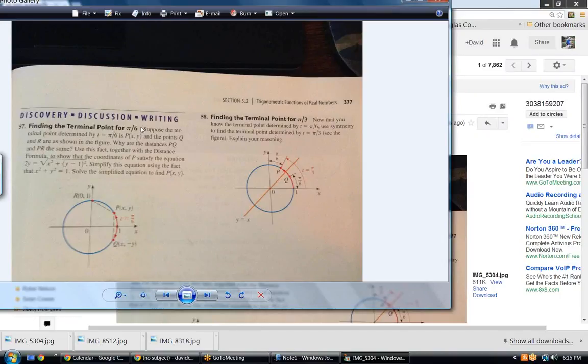Find the terminal point for pi over 6. Let me go to the answers. So it's 1/2 comma root 3 over 2. Well, pi over 6 is a 30-degree angle, so it's a 30-60 triangle. So we know it's 1/2, root 3 over 2.